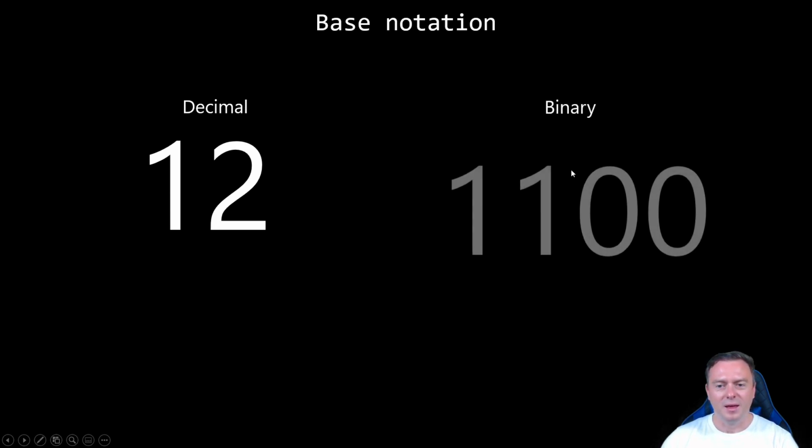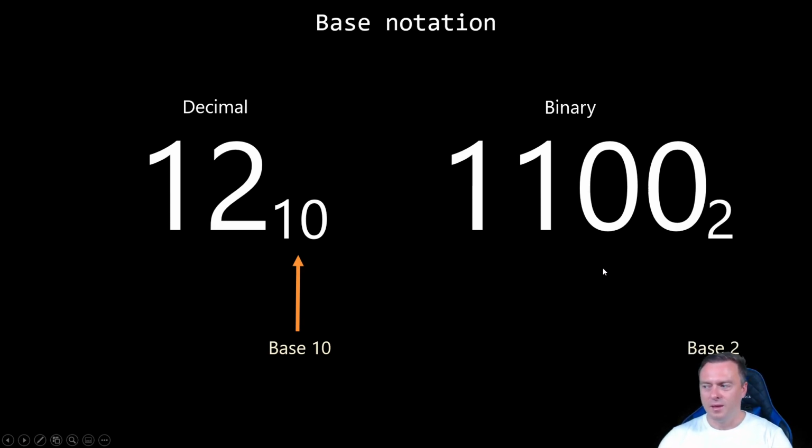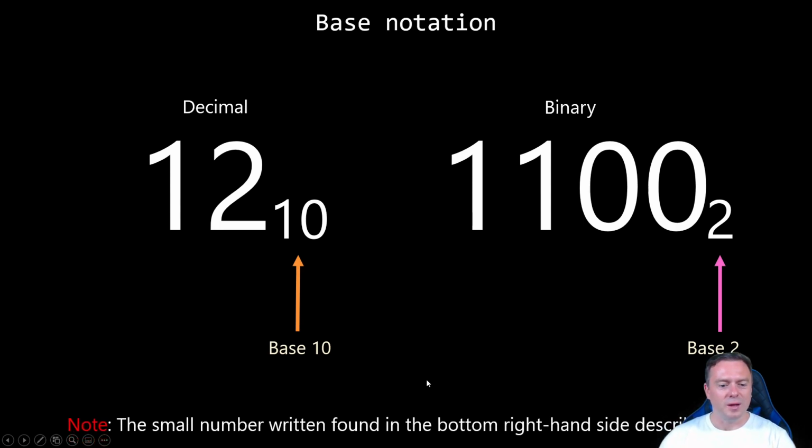Okay, so if we write that in binary, it's 1100. So I have an 8 and a 4. So 8 plus 4 is 12. So for the decimal one, we write a little 10, which means base 10. And for the binary, we write a little 2 next to it, which means base 2. Now, this small number in the bottom right-hand side describes the base. So please don't do this in your math exams, because your teachers will probably get annoyed with me. Okay, so that's what the base means in the corner there.